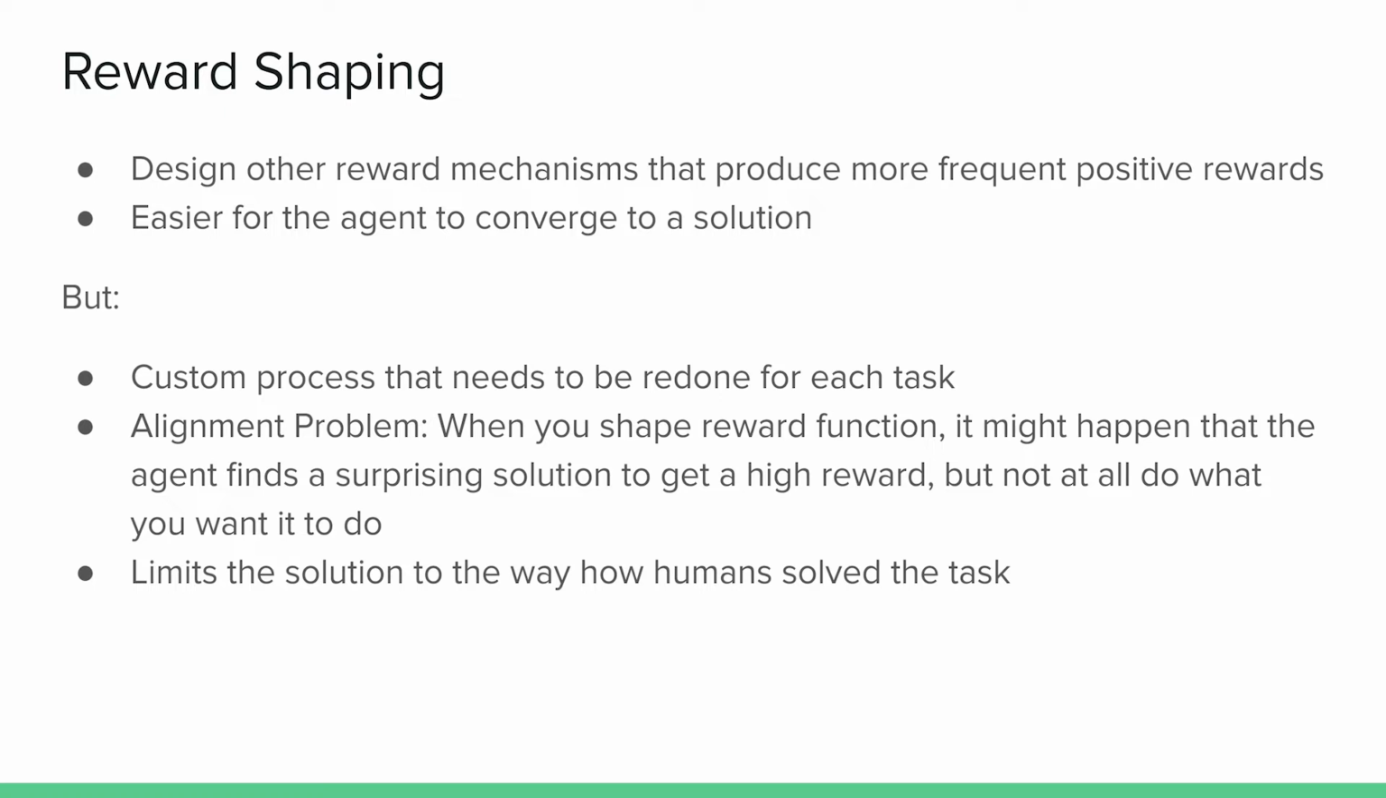The downside of reward shaping, though, is that it's a custom process that needs to be redone for each task, and we have an alignment problem. So when you shape the reward function, it might happen that the agent finds an interesting or funny solution which maximizes the reward from the thing that you shaped it to do, but that did not end up doing what you initially had in mind and that you wanted it to do.